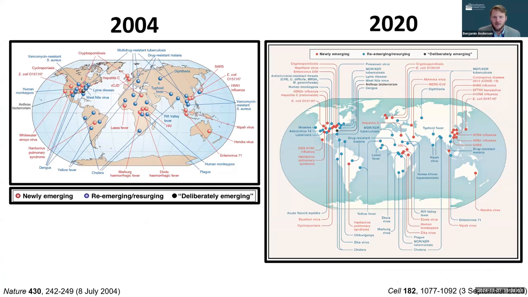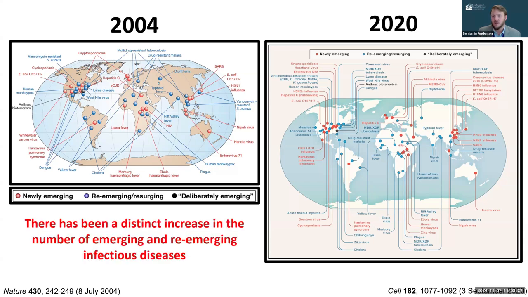And what I always ask my students is, what do you notice between the two graphics? And so we always take a minute to look at it. They ponder the question. And of course, the brave souls will speak up and say, well, the graphic on the right has more dots on it. And that's absolutely right. What we have seen from 2004 to 2020 is a distinct increase in the number of emerging and re-emerging infectious diseases that we have been able to identify.